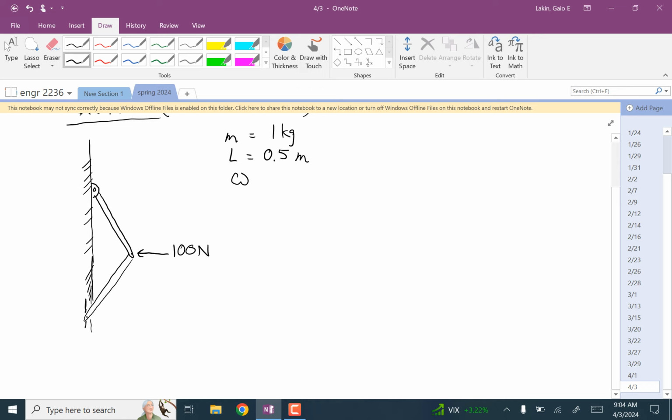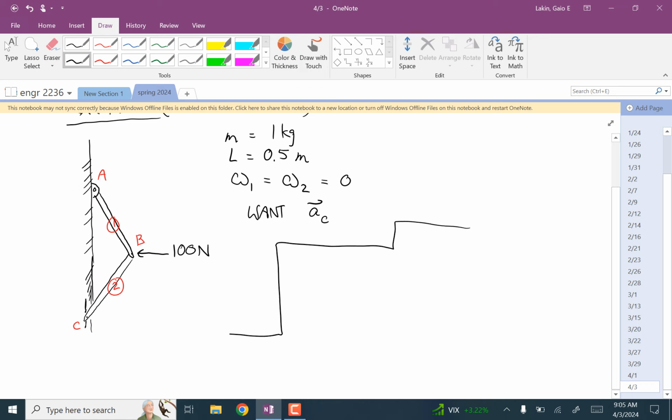And at this instant, it's starting at rest. Okay, and then this we called member 1, member 2, joints A, B, and C. And we want to calculate the acceleration vector of C. And I'm going to list out the equations we have so far.